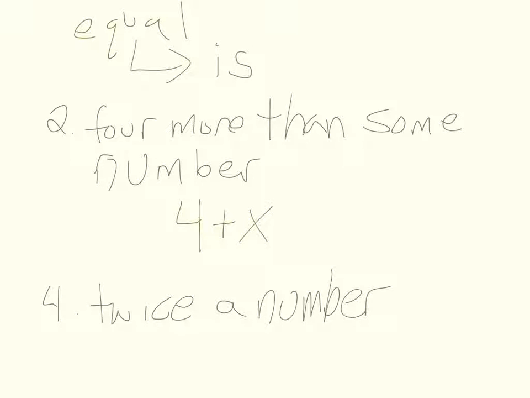All right, twice a number. What's twice? Yeah, we got 2x. Perfect. What if you wanted to say 2n? That's fine. I like x. 4 plus x could be x plus 4 also.